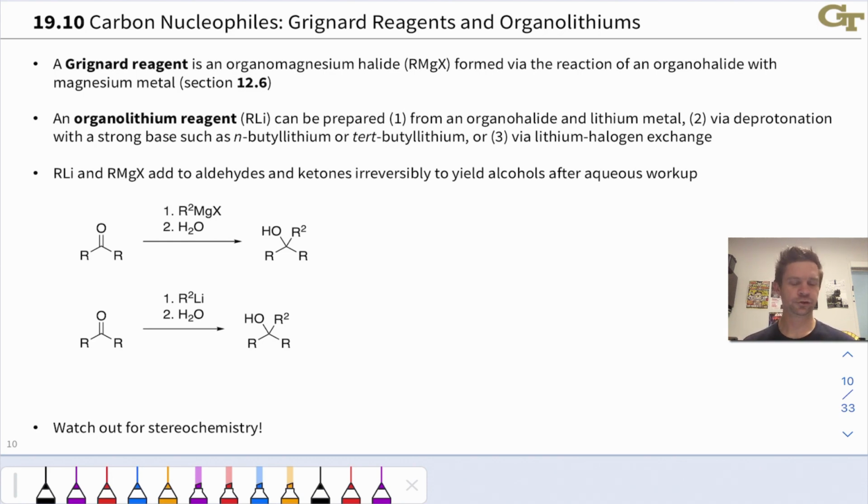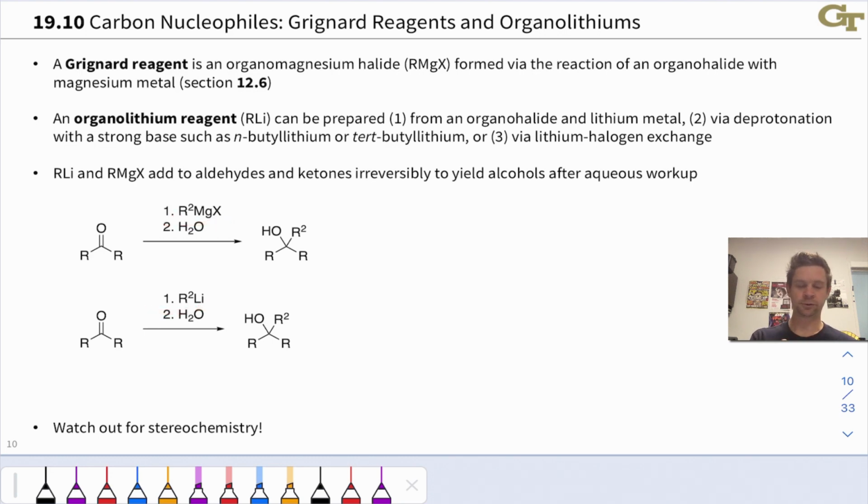Once we've got these strongly nucleophilic reagents in hand, we can treat them with a wide variety of electrophiles, and the electrophile of interest for us now is the carbonyl group in ketones and aldehydes. Organolithiums and Grignard reagents add to ketones and aldehydes irreversibly, and after aqueous workup, we end up with these alcohol products. So this is highly analogous to these complex metal hydride reductions we've seen previously. It's just instead of adding hydrogen, we're adding this R2 group built into the organometallic reagent to the carbonyl compound.